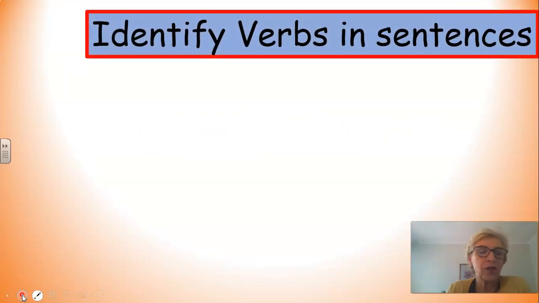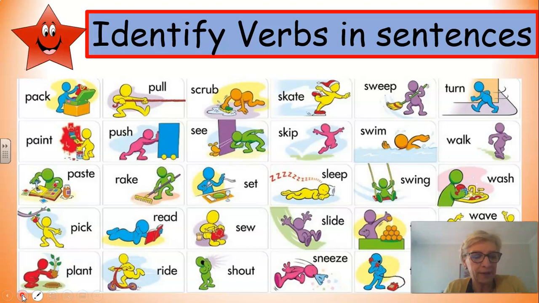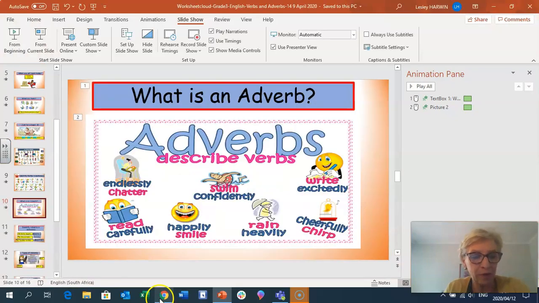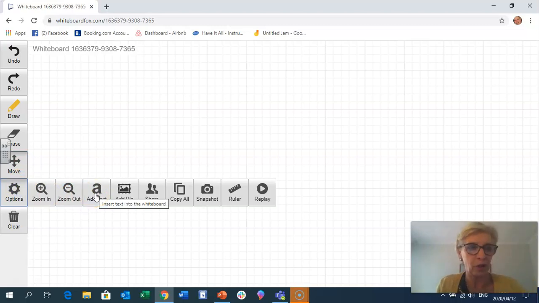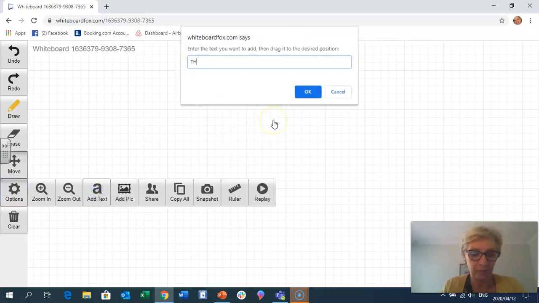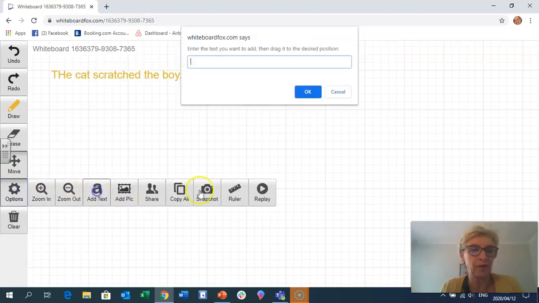Right, I'm going to give you a chance to identify verbs in sentences now. And there are a whole lot of them. Pack, pull, scrub, skate, sweep, and so on. Let's go and get onto our whiteboard and write up some sentences for you. And while I'm writing, you can start thinking about which are the verbs in the sentence. The cat scratched the boy. What is the verb?